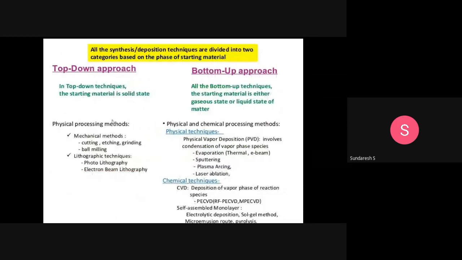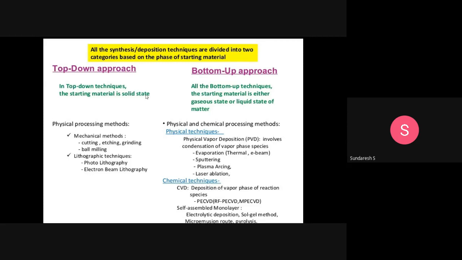So the same thing what we are having here. In the top-down approach techniques, the starting material is a solid state. So in the case of a top-down approach, initially the starting material will be in the form of a solid state. Whereas in the case of a bottom-up approach, the starting material is either a gaseous state or a liquid state of matter. So please remember, that is the most important difference between top-down approach and bottom-up approach. In the case of a top-down approach, the starting material will be a solid.